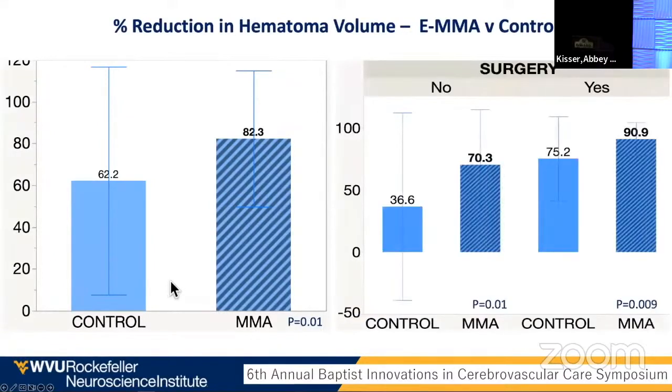When we separated it based on patients who underwent surgery versus no surgery, we see the biggest difference in the patients who went MMA embolization as primary therapy without adjunctive surgery, with a 70% reduction compared to 36%. And in the surgical group, we had a 90% reduction in the MMA group versus 75% in the surgery alone group.